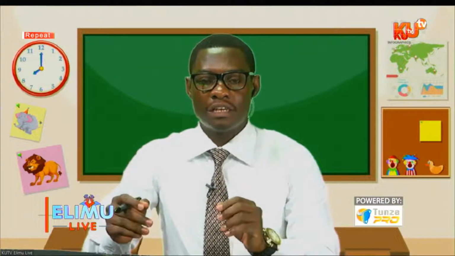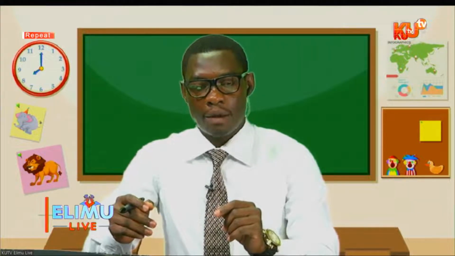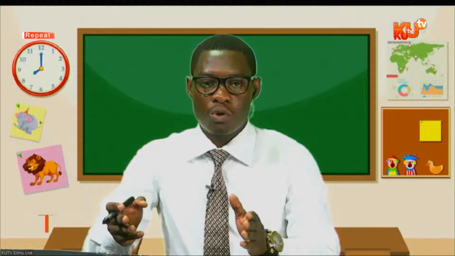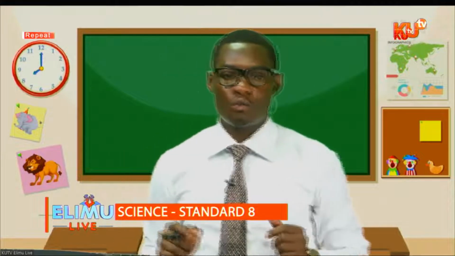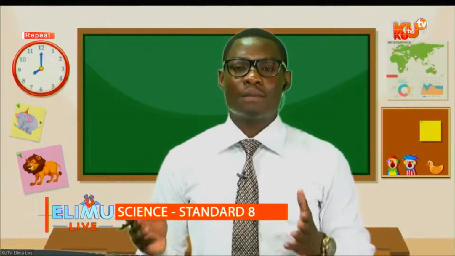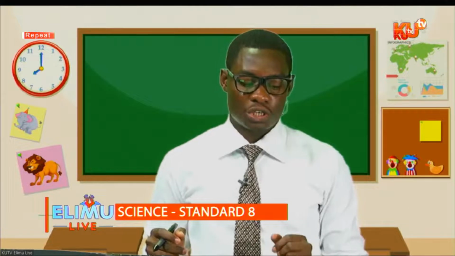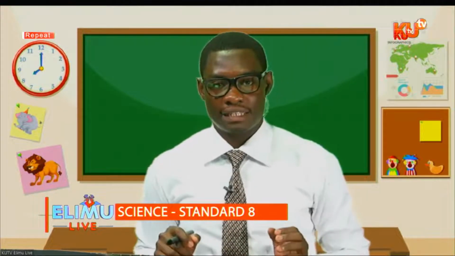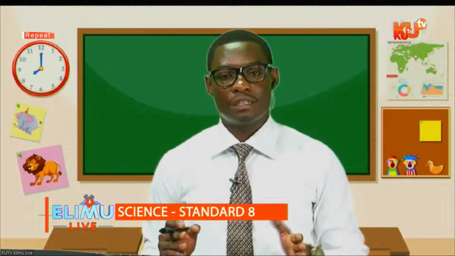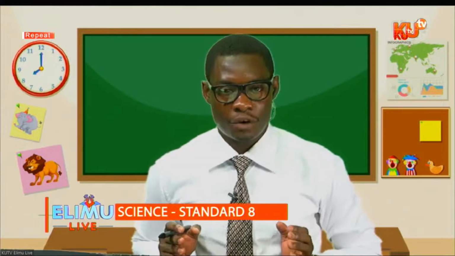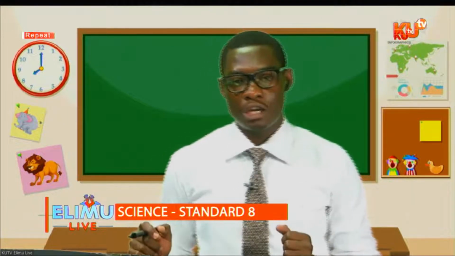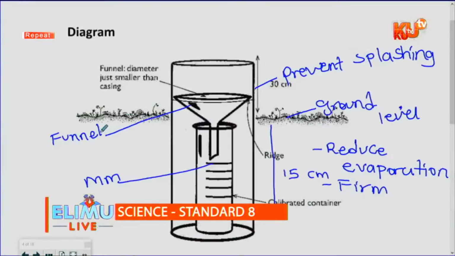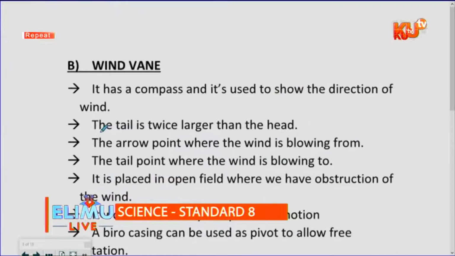The other reason is to also enable it to rotate while the wind is blowing. Remember, wind can change direction. Wind can blow from east to west. It can blow from north to south. So it can blow from any direction. So the tail should be twice larger than the head to allow the head to show where the wind is blowing from, and the tail to show where the wind is blowing to. So we can look at a wind vane.